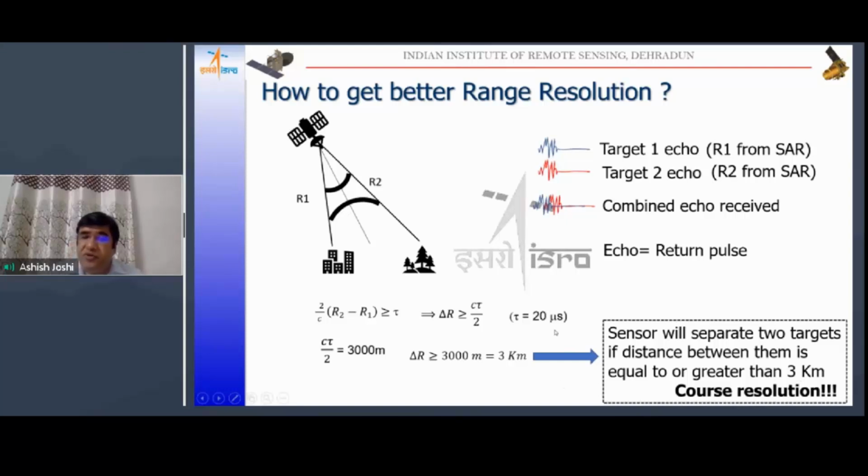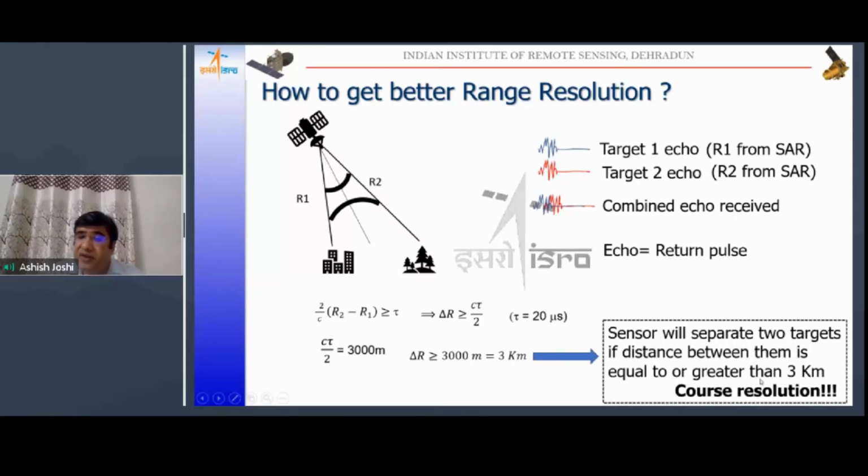If we use tau as 20 microseconds, a very short time, the range resolution comes to about 3 kilometers. It will discriminate two targets if the distance between them is 3 kilometers. So this is the target 1 echo, the target 2 echo, and the combined echo. The SAR will distinguish these two targets as separate if delta R is 3 kilometers.